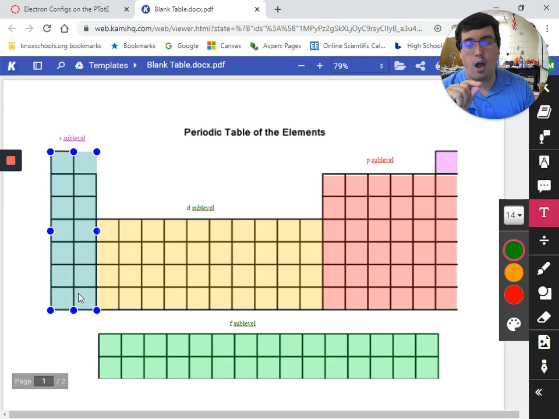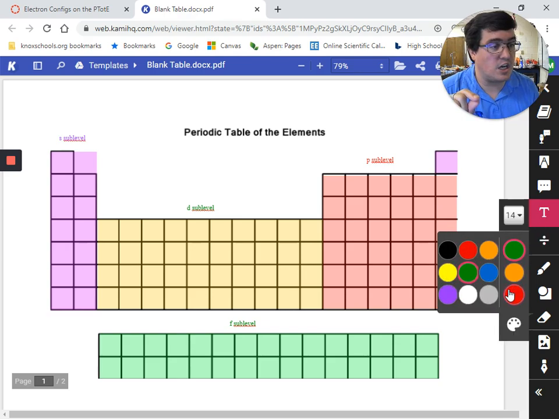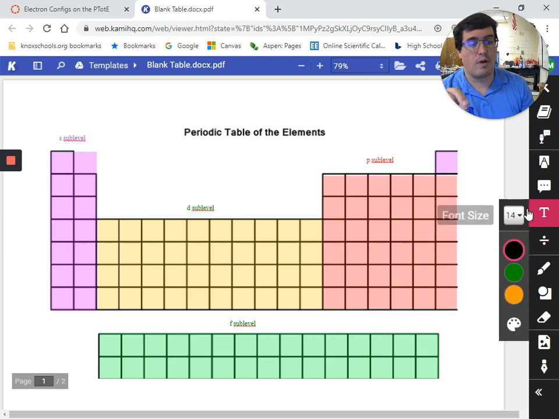So to do that, we're obviously going to look at a block, and we're going to look at this S sublevel right here, and try and figure out what each of these blocks is going to be. I'm going to, by the way, need to change your ink color back to black here. We're going to write something on top of these.